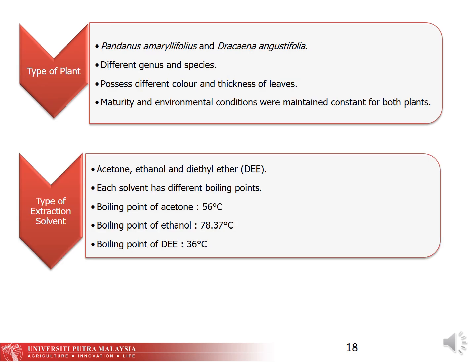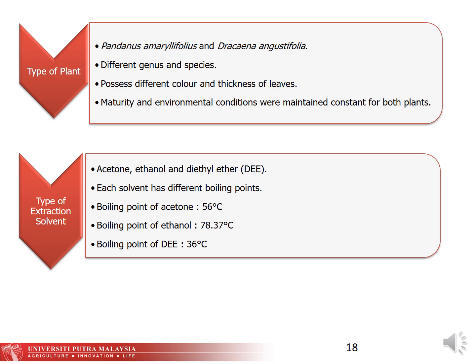There were 3 variable parameters involved in my research, which were type of plant species, type of extraction solvent and particle size. For the type of plant species, pandan and suji were used. They are from different genus and species. They possess different color and thickness of leaves. However, the maturity and environmental conditions were maintained constant for both plants.